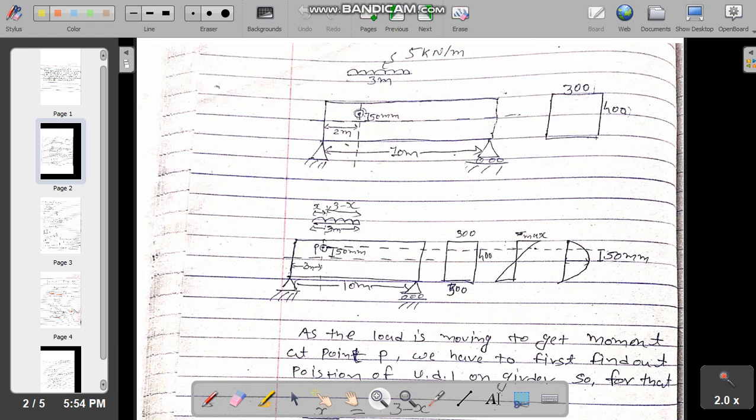Okay, so as we can clearly see, at this point, 50 mm from the neutral axis and 2 meters from the left support, we have to find the principal stresses. So for the principal stresses, at this point we can consider an element like this.